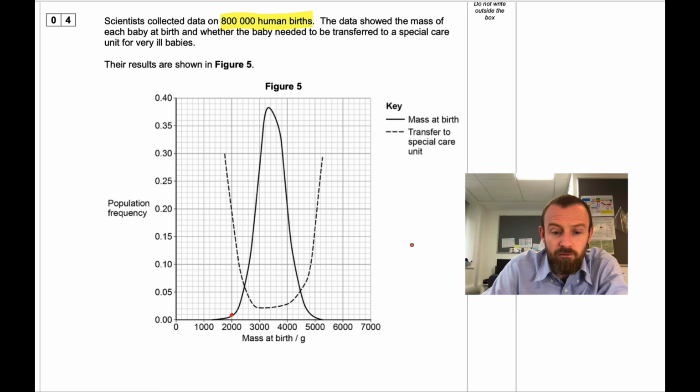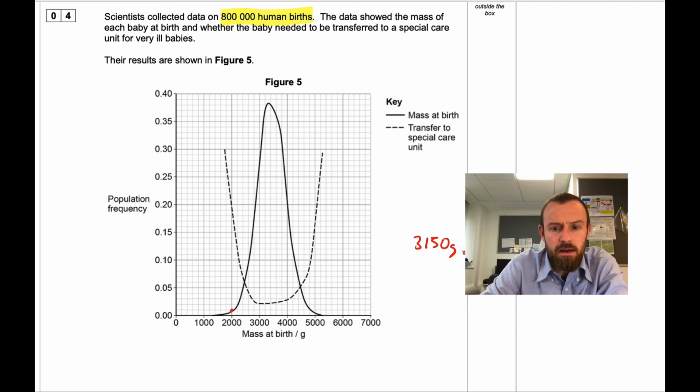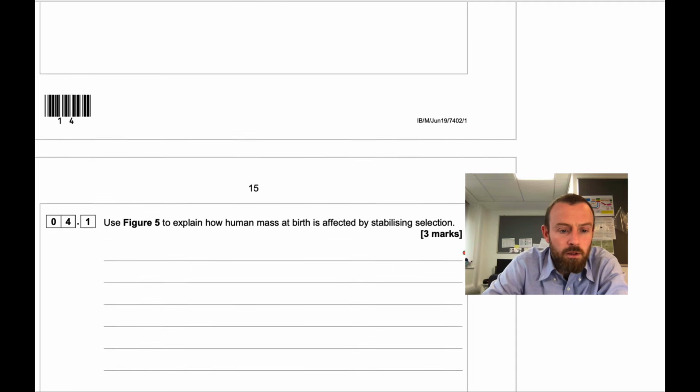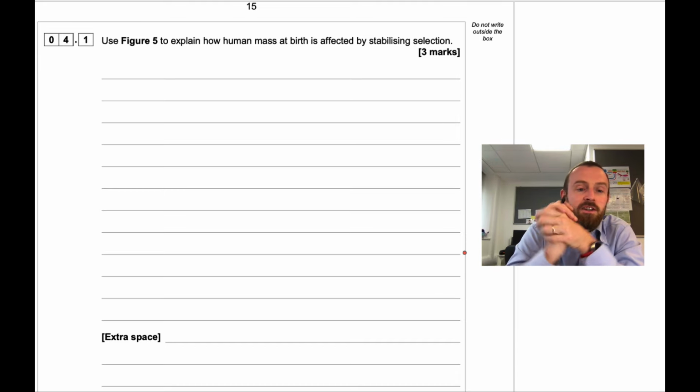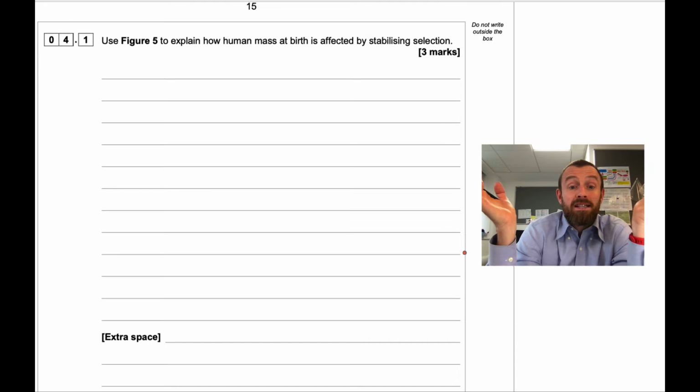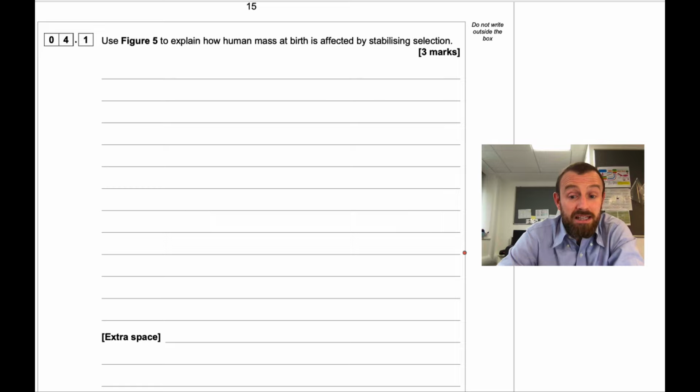3,150 grams looks to be the mode birth mass there, and it's pretty close to the median mass as well. Okay, so use figure 5 to explain how human mass at birth is affected by stabilizing selection.